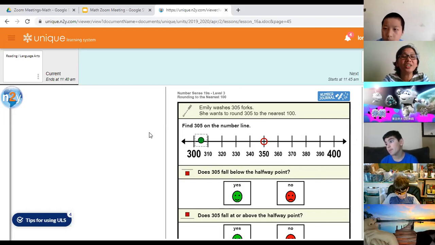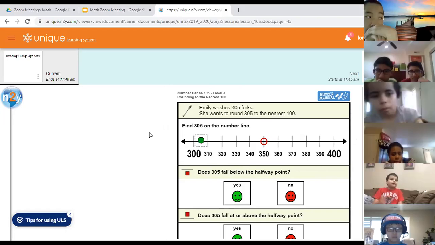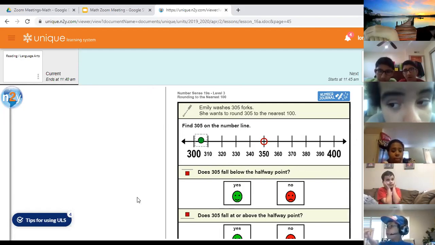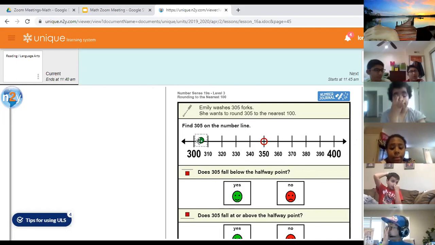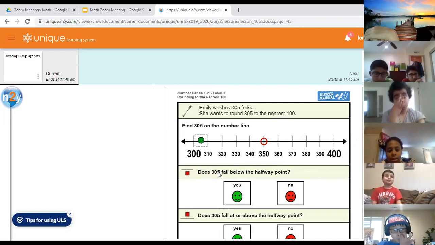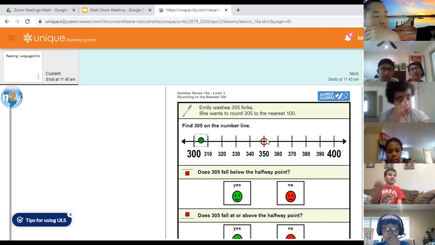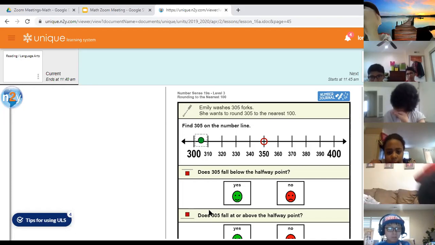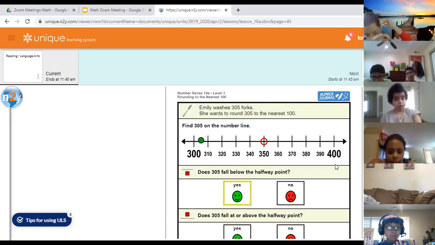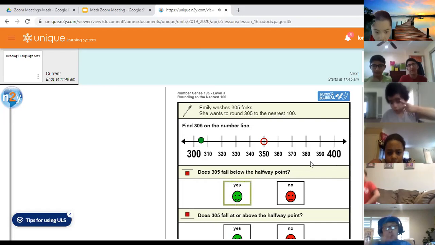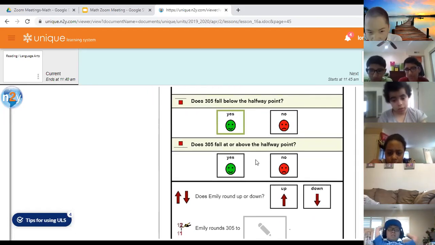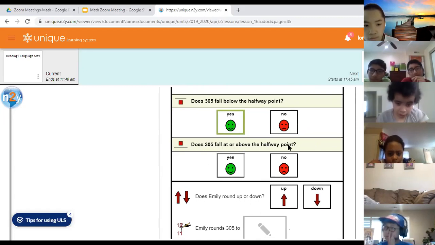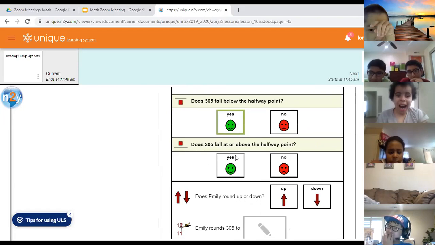Okay, now question. Okay, Anaya. So this is 305. Does 305 fall below the halfway point? Yes or no? Yes. Anaya said yes. Okay. So does 305 fall at or above the halfway point? Yes or no?